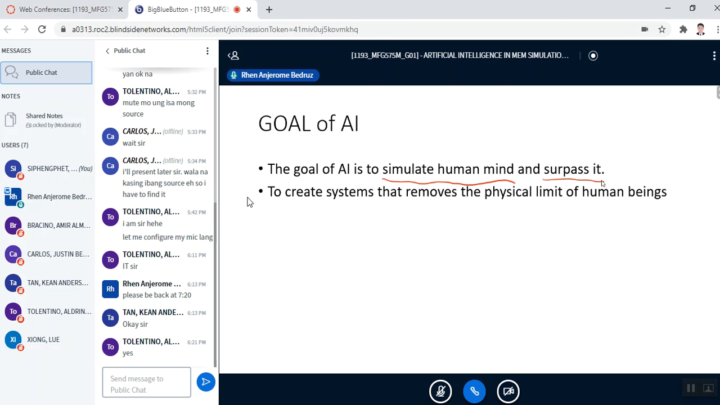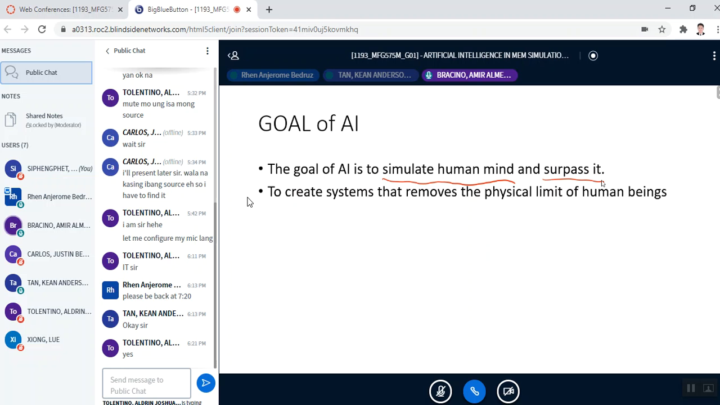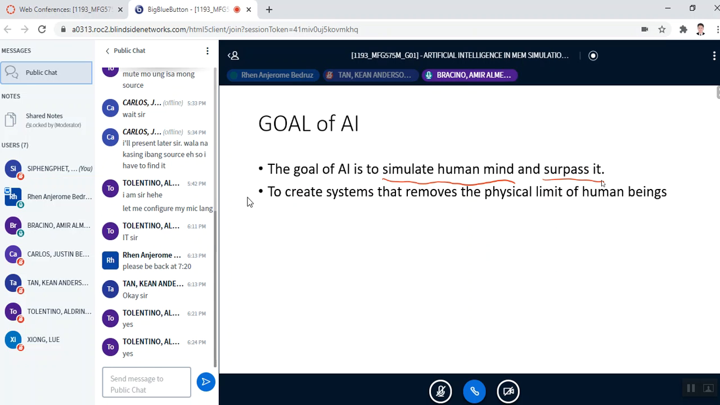It's for us to create systems that think just like human beings. Am I clear with this? Okay. So another goal of AI is to create systems that remove the physical limit of human beings. So what do I mean by this?